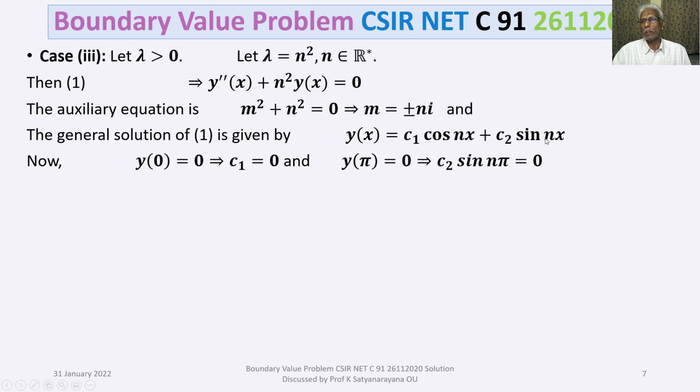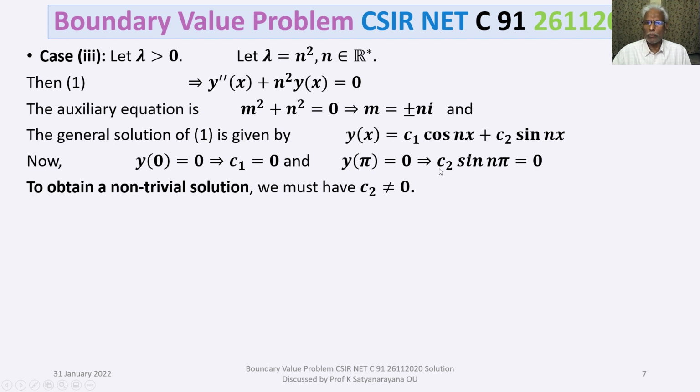Because sin n 0 is sin 0, which is 0. So therefore c1 is equal to 0. The first boundary condition gives c1 is equal to 0. The second boundary condition will give you c2 sin n pi is equal to 0. What are we looking for? We are looking for non-trivial solutions. If c2 is 0, again we get a trivial solution, but we want non-trivial solutions. Therefore, to obtain a non-trivial solution, we must have c2 not equal to 0. So with c2 not equal to 0, sin n pi is equal to 0.